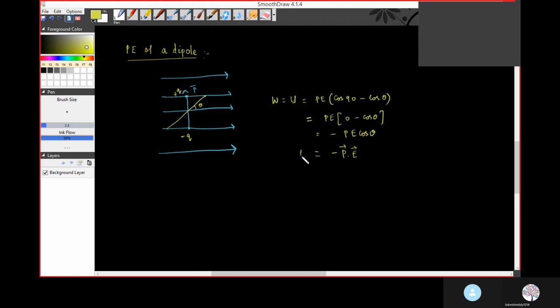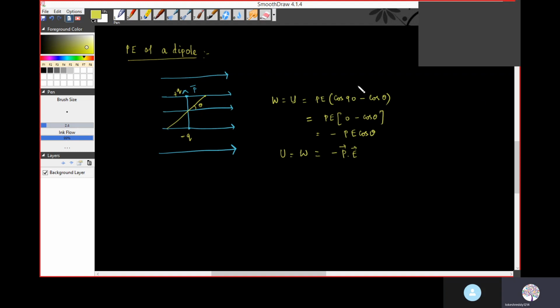See, look here, electric field is doing work. So that's why we got minus. So work done or potential energy is equal to minus P dot E because it is work done by the electric field, not work done by the external force. It is work done by the electric field.